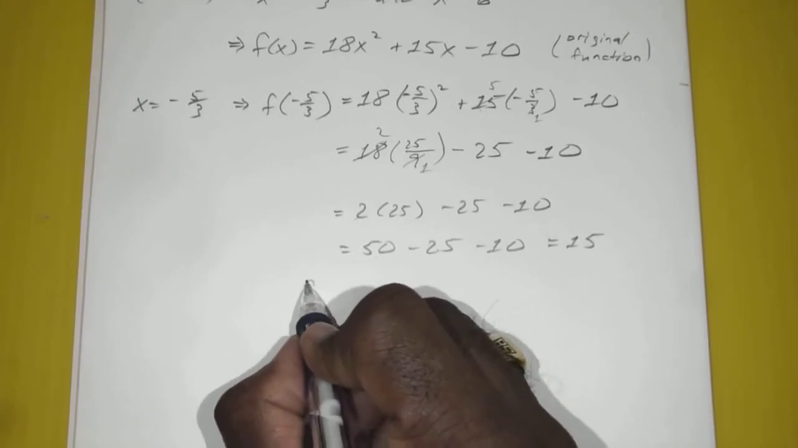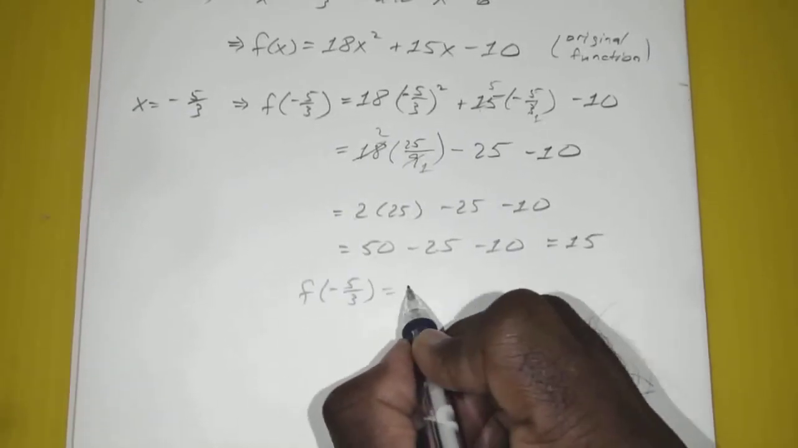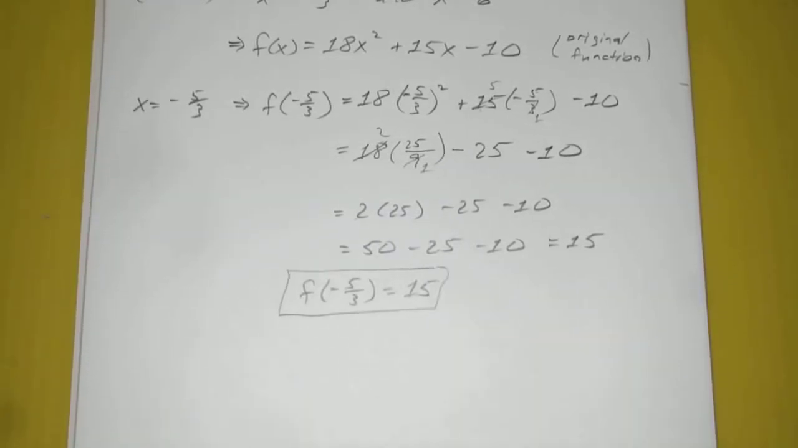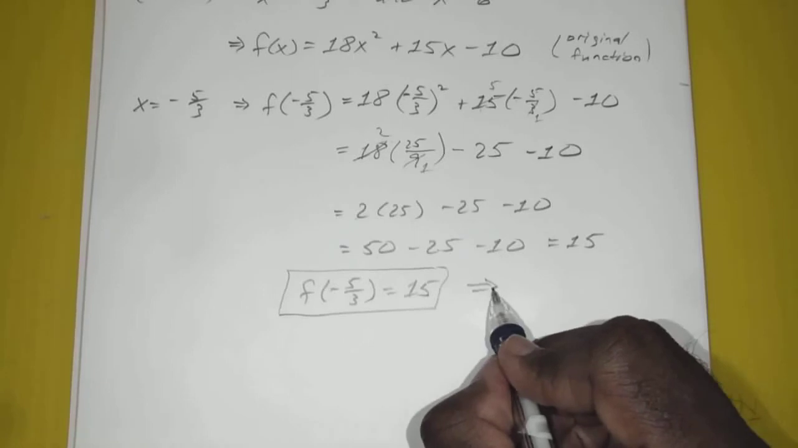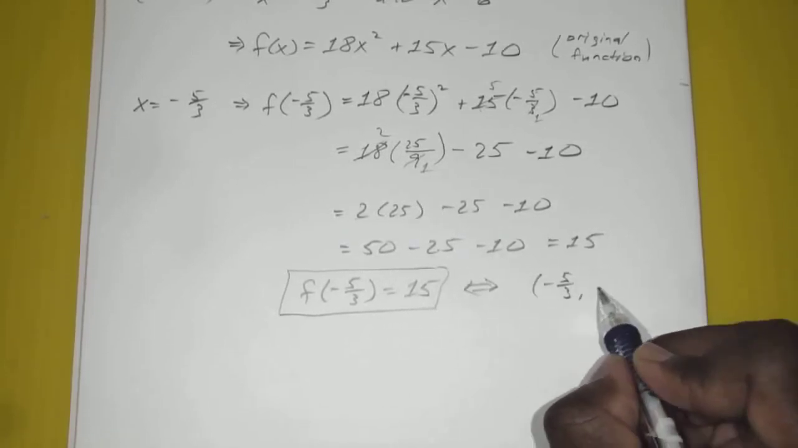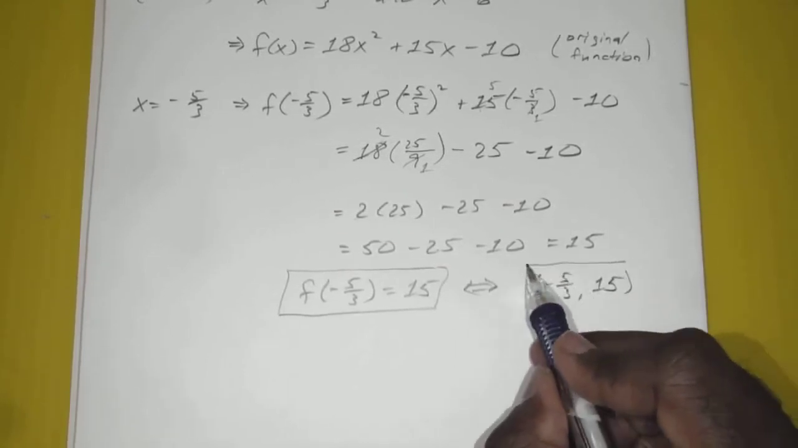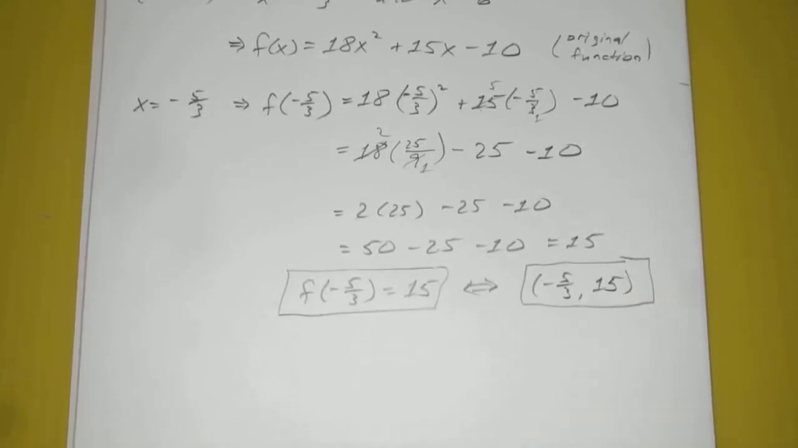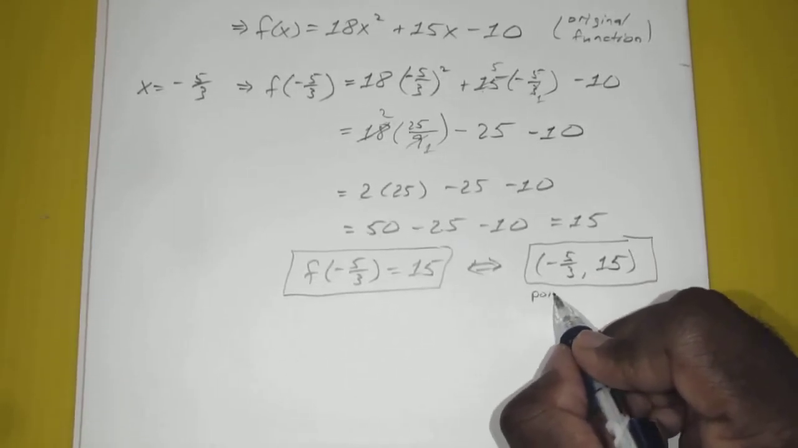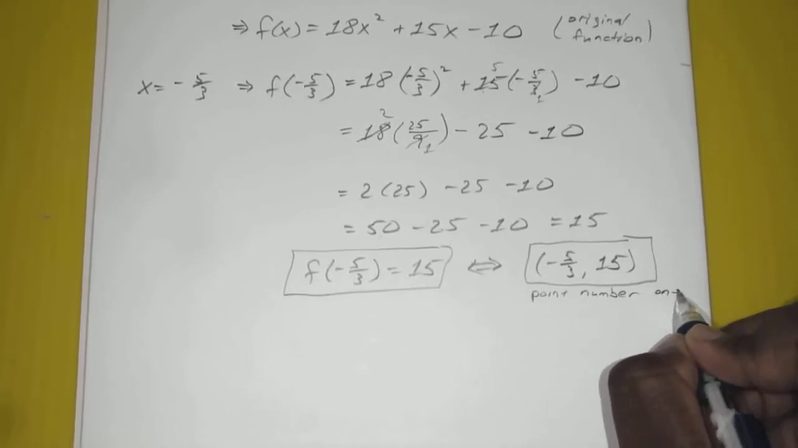Okay, so we know that f of negative 5 over 3 equals 15, which we can rewrite as the point negative 5 over 3, 15, which is our first point on the graph. So point number 1 on the graph.